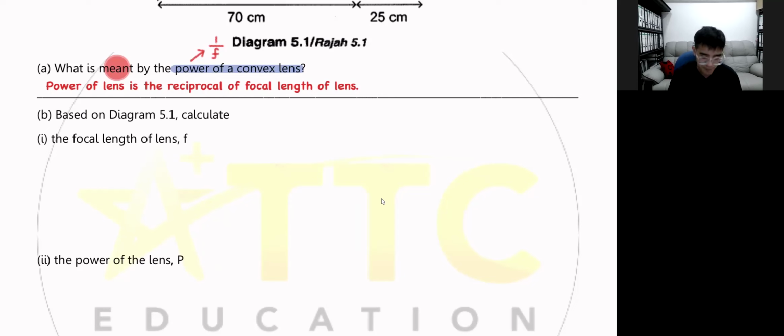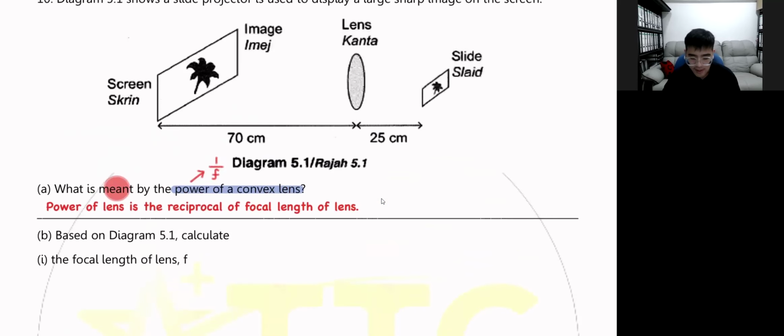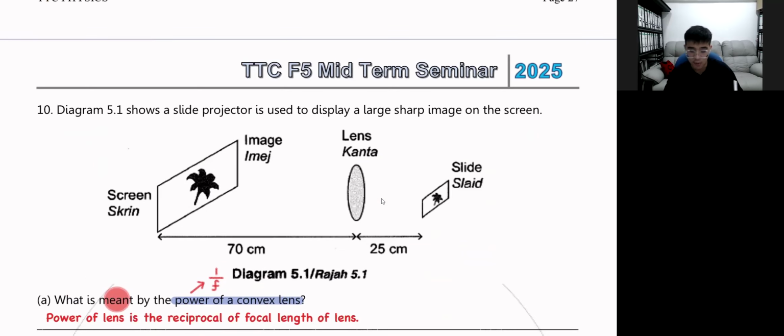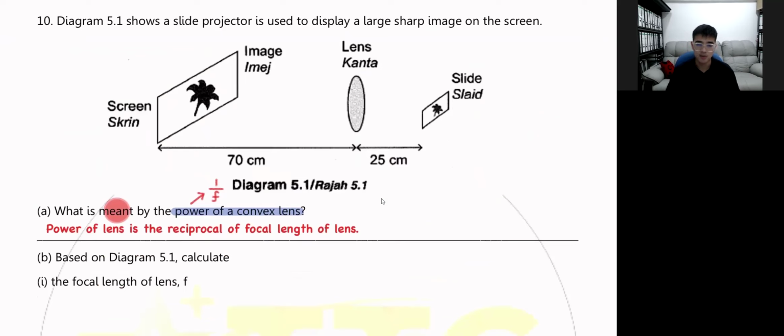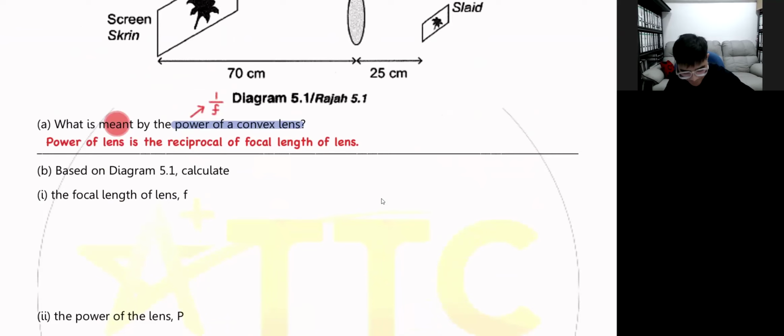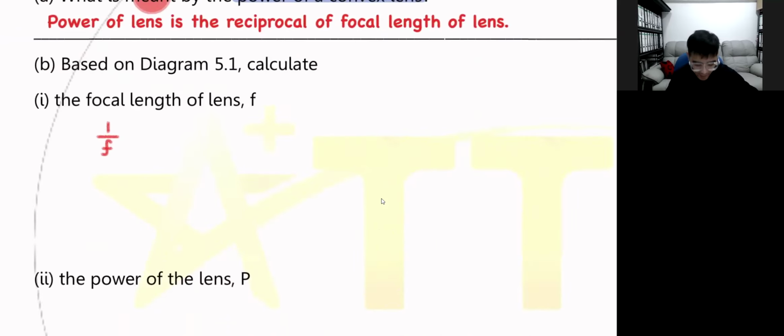Question B1 says, based on diagram 5.1, calculate the focal length of the lens. So how do you calculate the focal length of the lens? Very simple. You can either use the power, but because the question didn't give you any power of the lens, you can use another way to calculate focal length. You can use the lens formula. The lens formula is 1 over f equals 1 over u plus 1 over v.